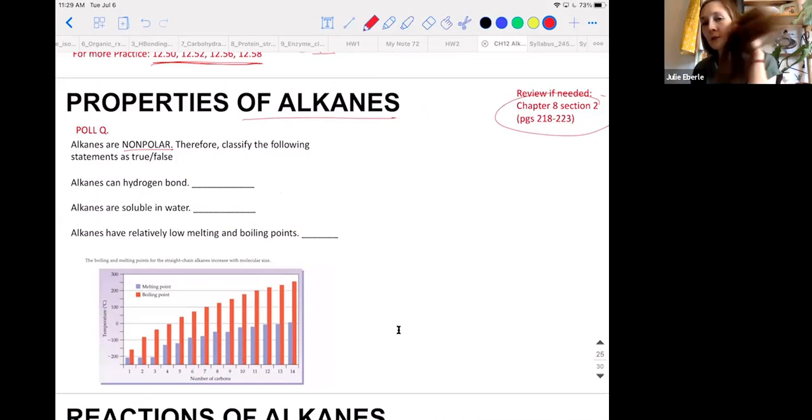Alkanes can hydrogen bond, true or false? Alkanes are soluble in water. What would you predict based on what you know? These are just alkanes, composed of carbon-hydrogen bonds and carbon-carbon bonds. Both of these bonds are nonpolar bonds.